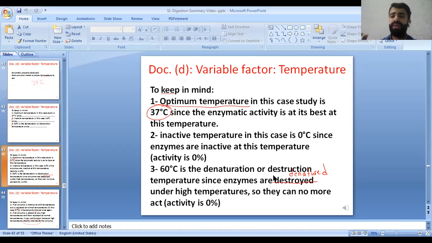60 degrees and above, it's called the denaturation temperature, or the destruction, where the enzymes are denatured and destroyed under very high temperature. So this is what we call denaturation temperature. So the activity will be 0.